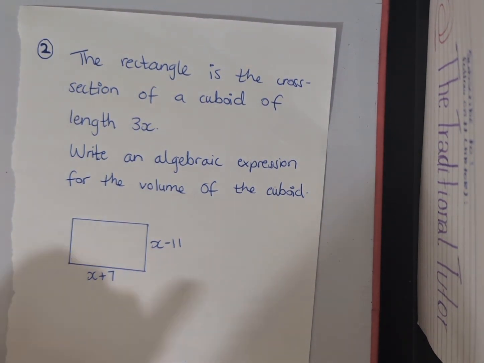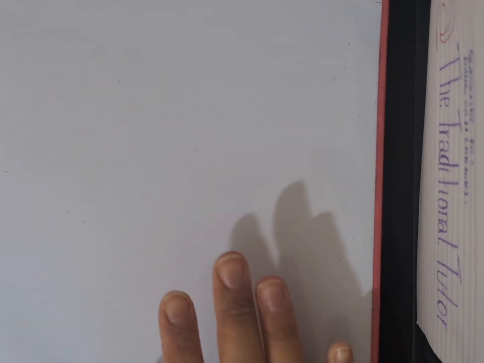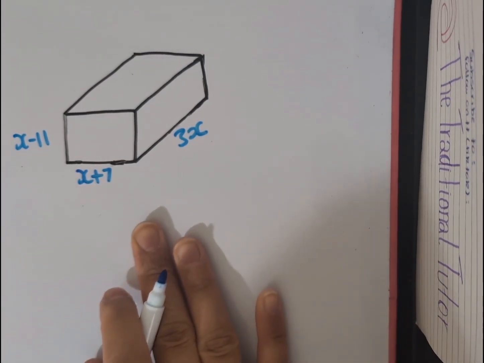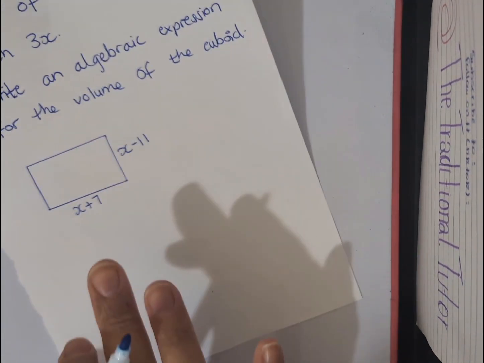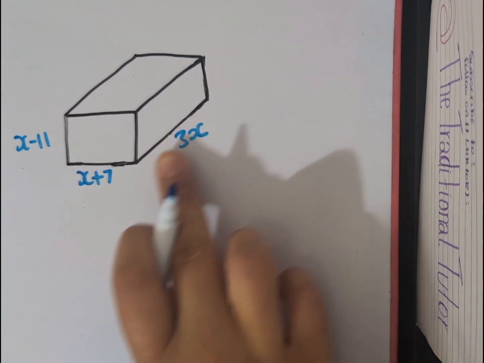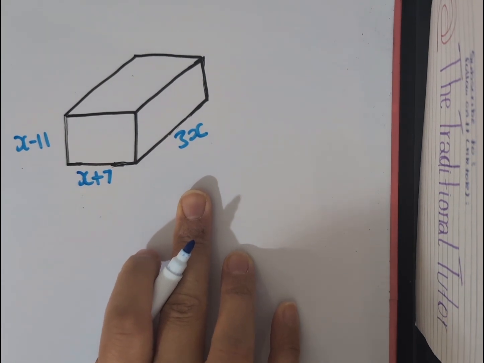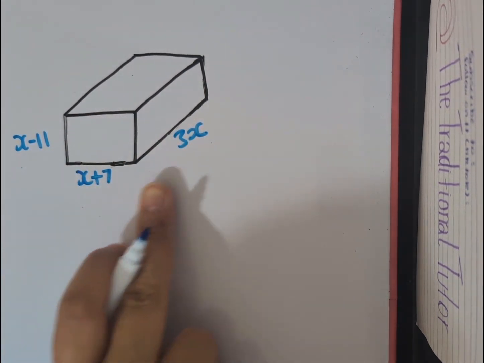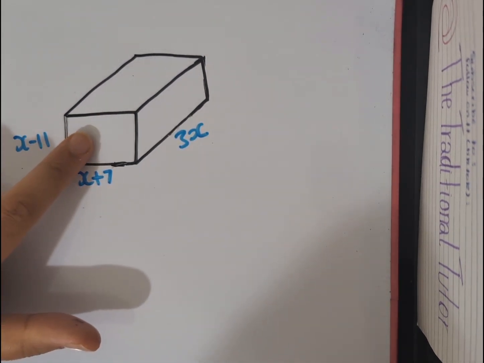Then we've been told that I need to write an expression for the volume of the cuboid. So I'm going to just sketch out the problem here to help us visualize it better. I've got the sketch of my cuboid here, just a quick rough sketch, and I've got my side measurements here, x minus 11 and x plus 7, which I was given in the question, and then I've also gone ahead and written down the length, which is 3x, of my cuboid. What I need to do to work out the volume, remember, is to do your cross-sectional area times by the length of your shape. So I need to first of all work out the area of this rectangle here.